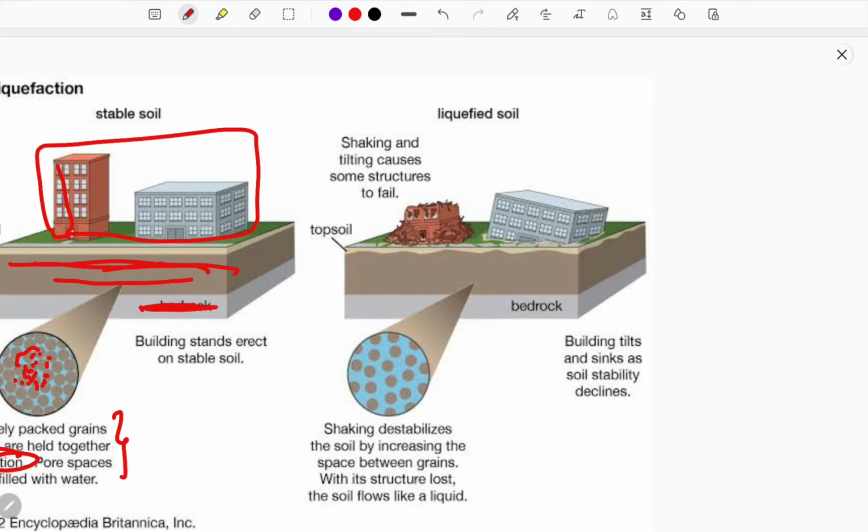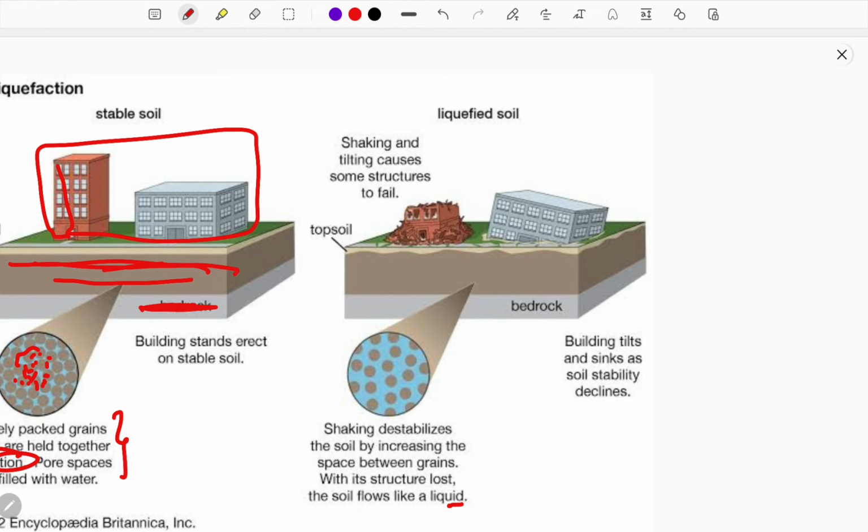So when you consider here, the bedrock is present over here and the other soil here will slowly melt. See here, shaking destabilizes the soil by increasing the space between the grains, which causes structural loss, and the soil flows like a fluid. The soil will be flowing like a fluid.